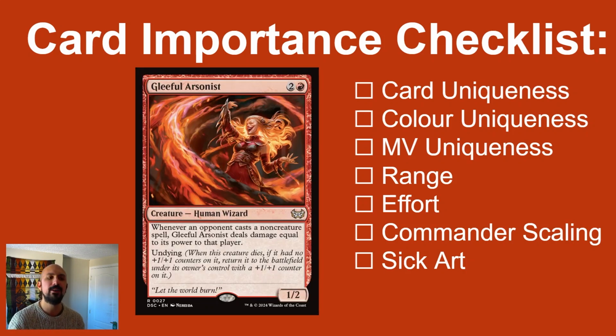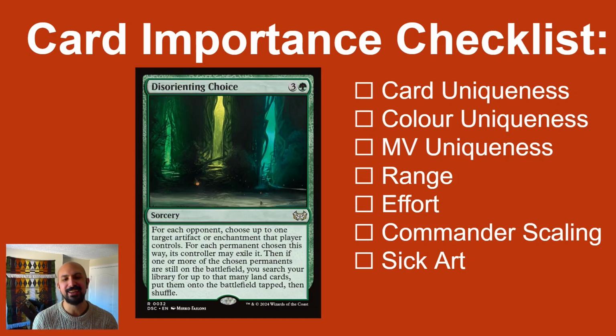The last 2 are Gleeful Arsonist, one whose art I really, really do like. And I do note I left the sick art checkbox there just in case you wanted to put it. But the green one and the last one is Disorienting Choice. How important are these 5 cards and how would you measure them?